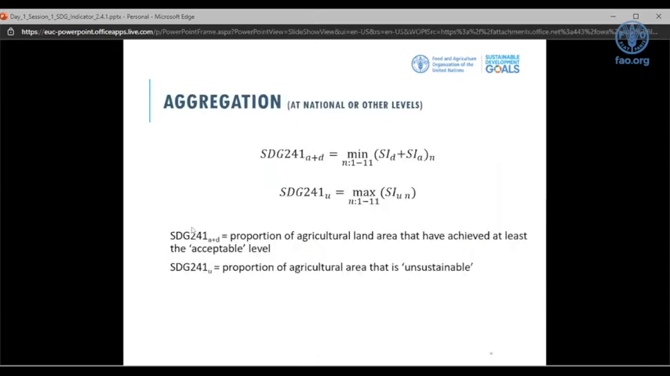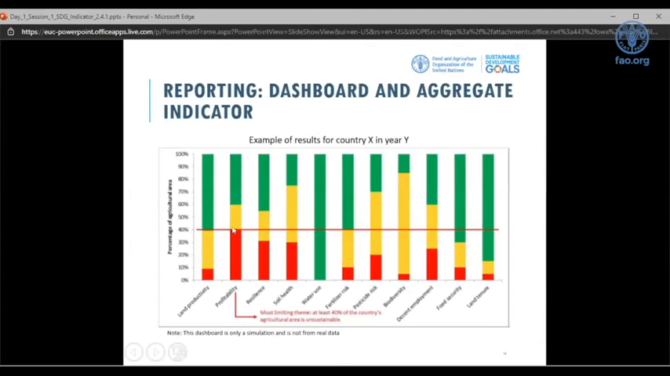Now, another way we can derive the value for the aggregate indicator is using these two formulas. So we see amongst the 11 sub-indicators, the one that has recorded the minimum level of green plus yellow, which is the sustainable agricultural land area, or put it differently, on the flip side, amongst the 11, the one that has recorded the maximum level of unsustainable or red. As you can see here, for this particular sub-indicator, it's very straightforward. It has recorded the highest level of red or the minimum level of desirable and acceptable, which we call sustainable.